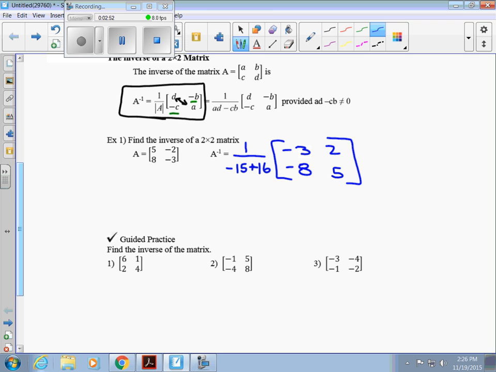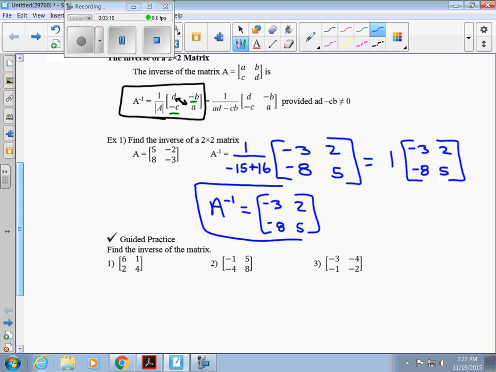Well, obviously, negative 15 plus 16 is 1. So it's really 1 over 1, which is 1, times this matrix. So in this case, our inverse matrix is simply negative 3 and 2 in row 1 and negative 8, 5 in row 2. So there's how to find the inverse matrix.